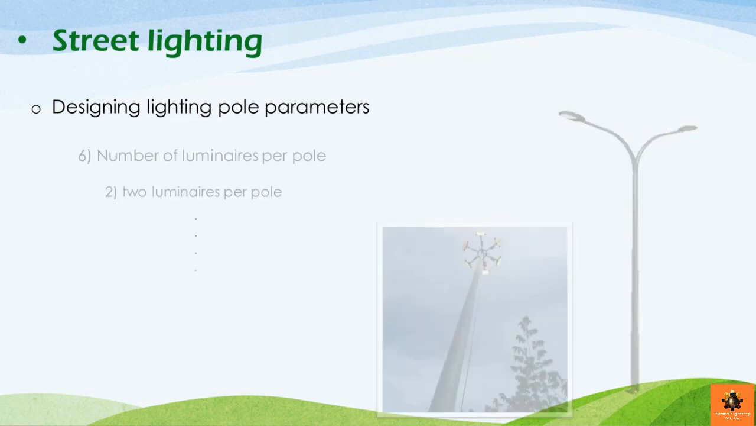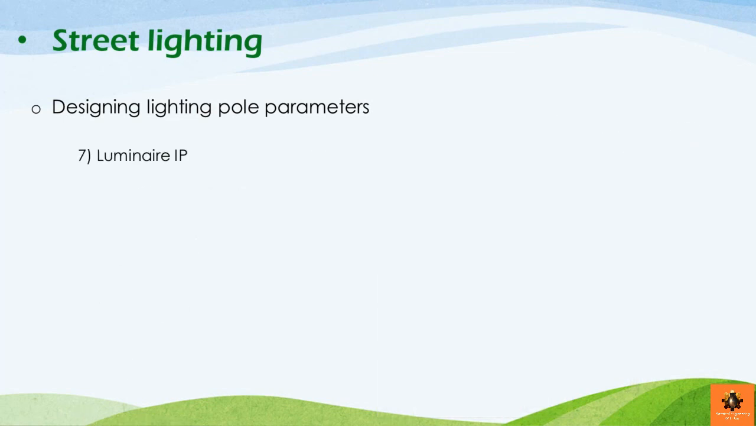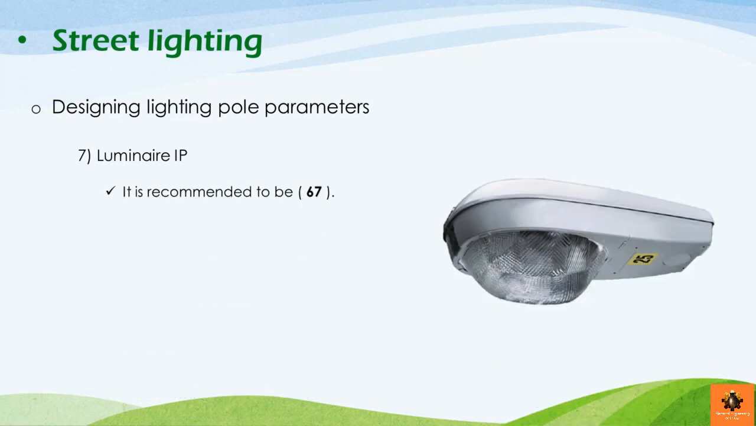Alright. Also the seventh factor we have is the luminaire IP. As we know, each luminaire has an IP rating according to its degree of resisting dust and water. And for the lighting pole luminaire, it's recommended to use a luminaire which has an IP of 67. This is because those street luminaires are used outdoors, so they are exposed to external weather conditions like the wind, the dust and the rain, for example. So we need a larger IP to withstand the difficult weather conditions.